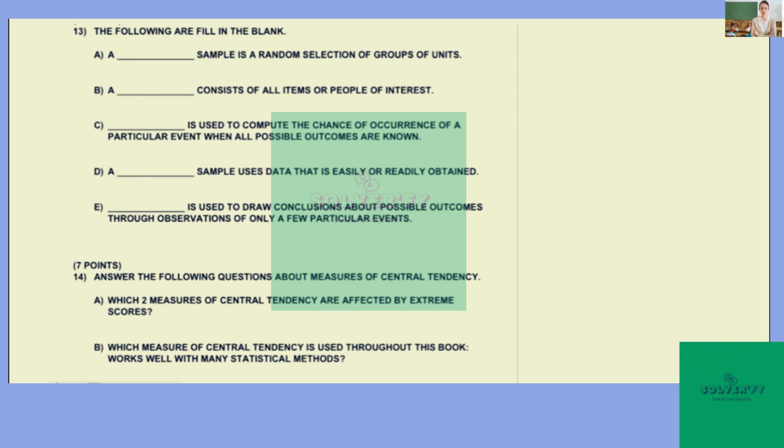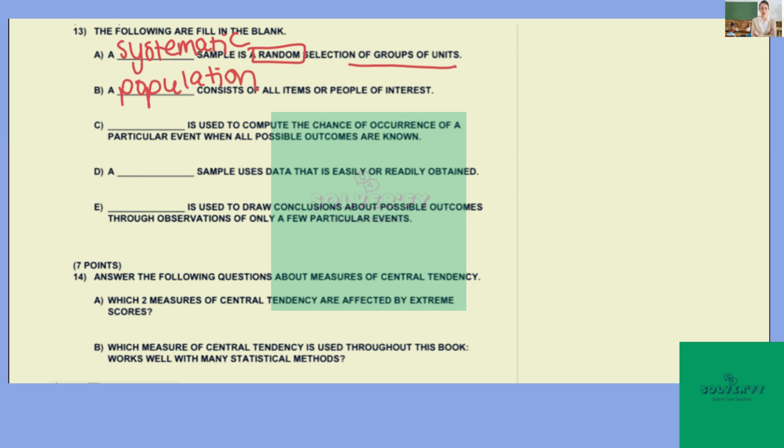Alright, so the following questions are just some fill in the blank questions. So a blank sample is a random selection of a group of units. So random selection is going to be random sampling, but since we're doing it in groups of units, this is going to be systematic because it is random, but we are doing it in specified groups. Our population is going to be all of the items or people that we are looking at.